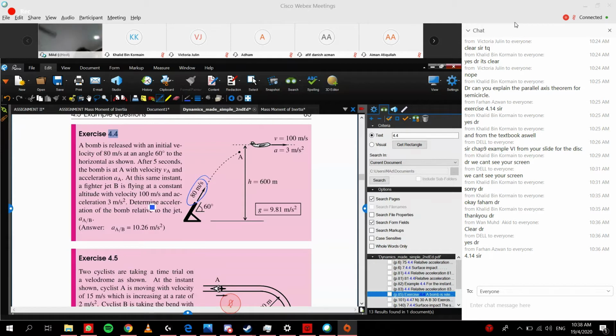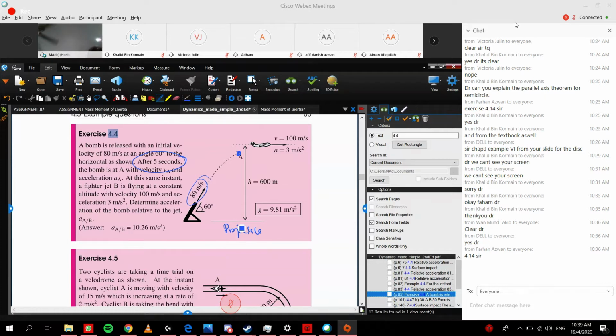So this is not difficult. What you need to do is first understand the system. The system explains what happened after 5 seconds. After 5 seconds, this bomb reaches point A. This is basically projectile motion. By using projectile analysis, which is in chapter, which chapter? I don't remember, never mind. You need to find your V_A and A_A.